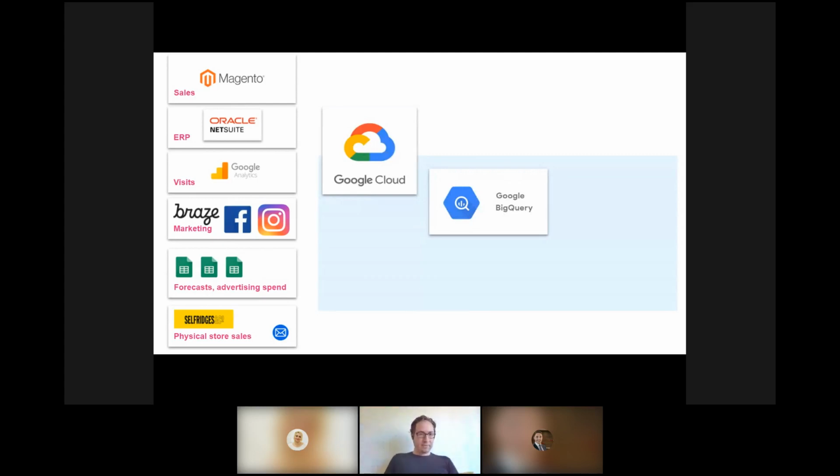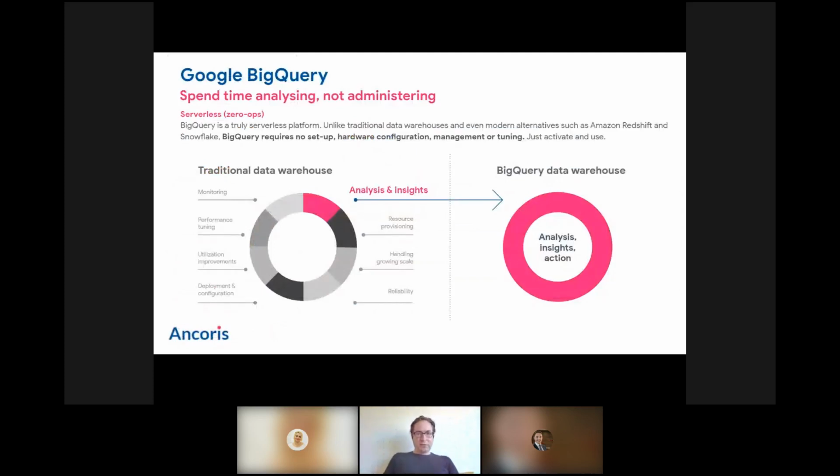Next slide, Sue. Just want to touch on Google BigQuery for those of you who've not heard of it. It's Google's data warehouse. So if you're used to on-prem, it's equivalent to something like SQL Server or Oracle.